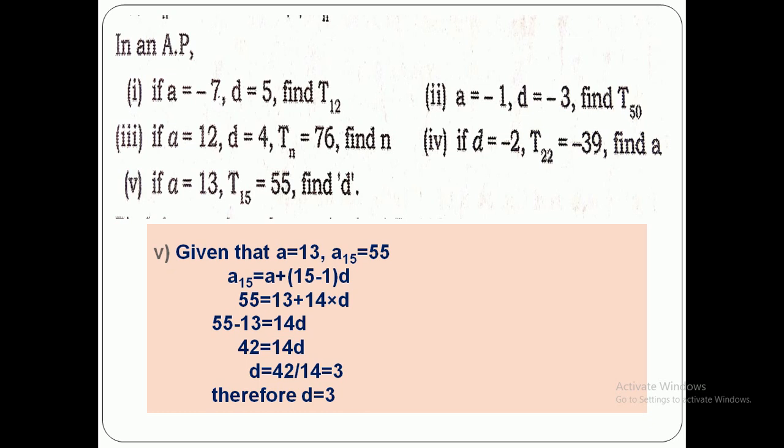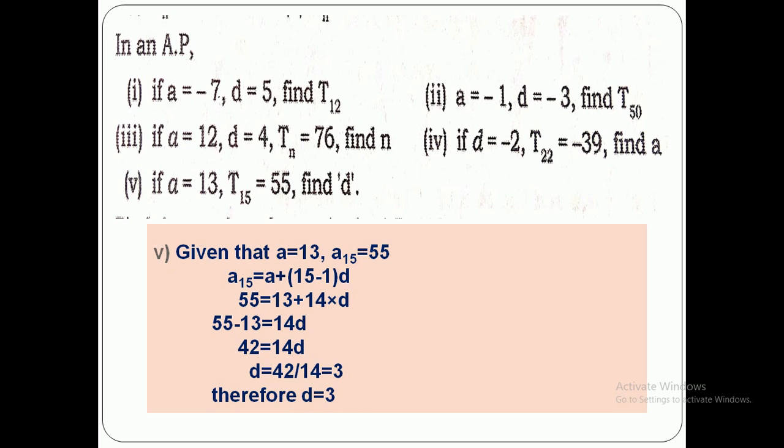So you have a total of 5 problems. Let us work out one problem so that you will get the idea of the remaining 4 problems. We will concentrate on the 5th problem. In the 5th problem, what is given? a is equal to 13 is given, the first term. Next, T15, that is a15. a15 is 55, the 15th term is given. What we have to find out in this problem is the common difference. You can observe all the 5 questions are different, but based on the given data and what we have to find out, we have to concentrate.